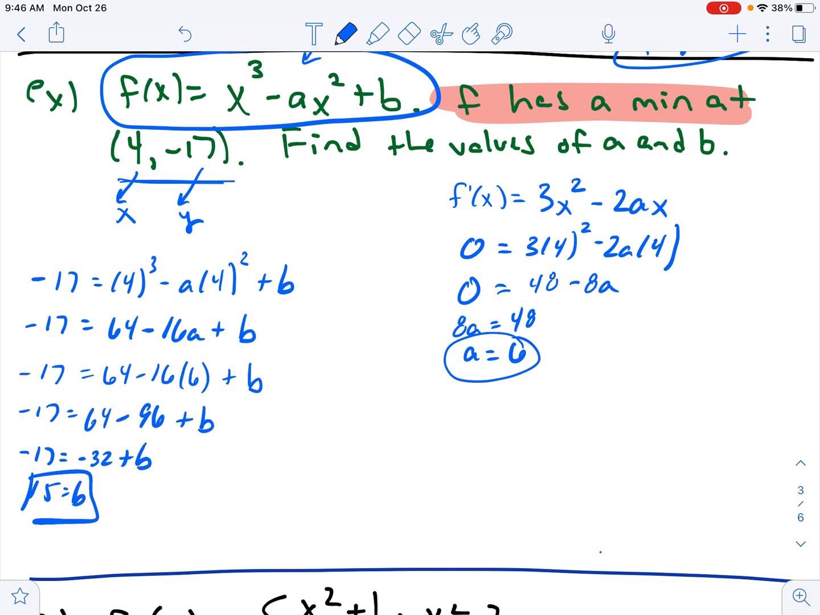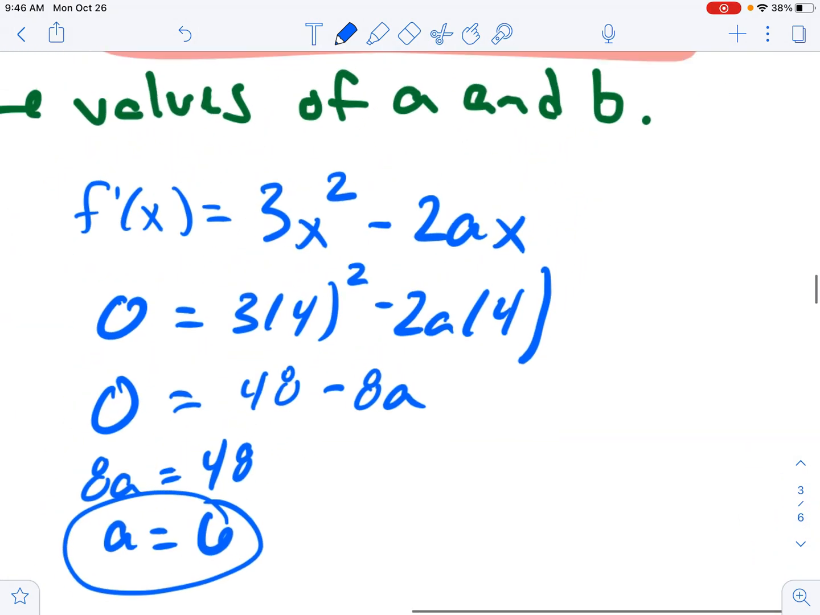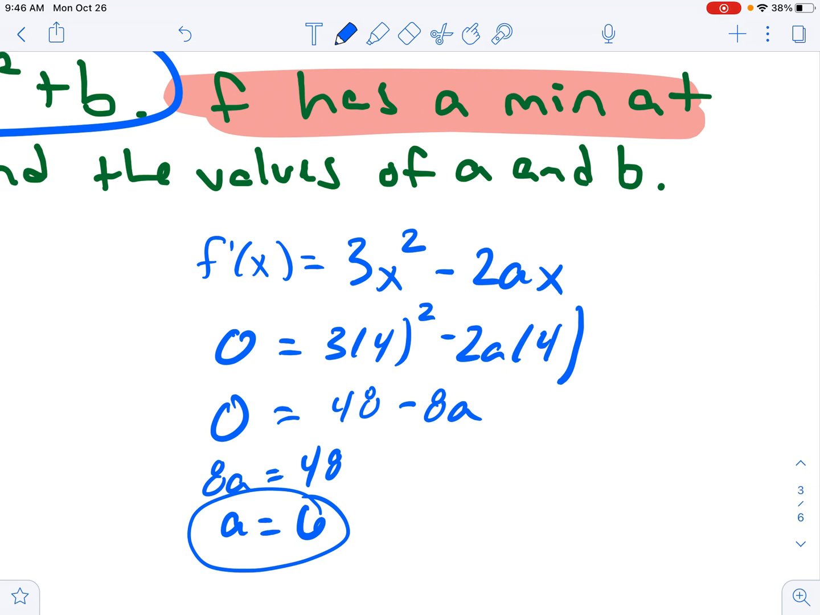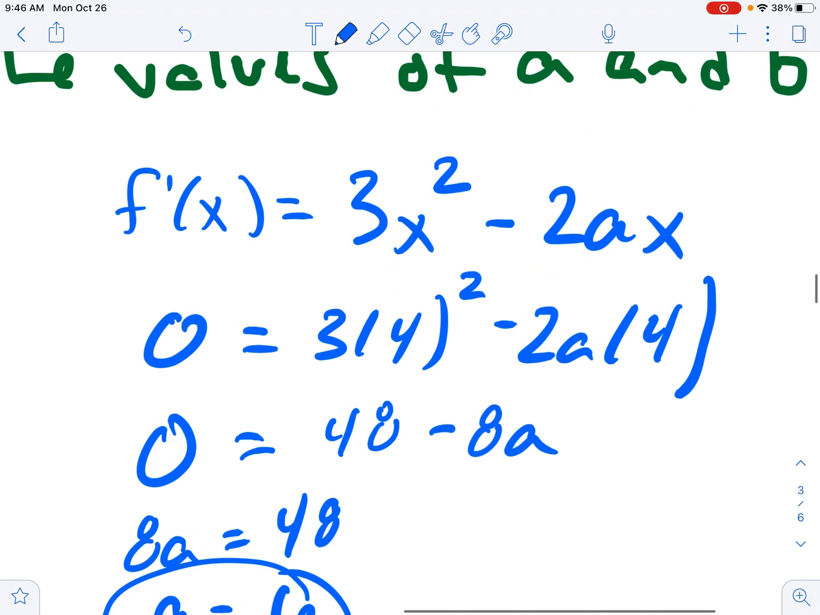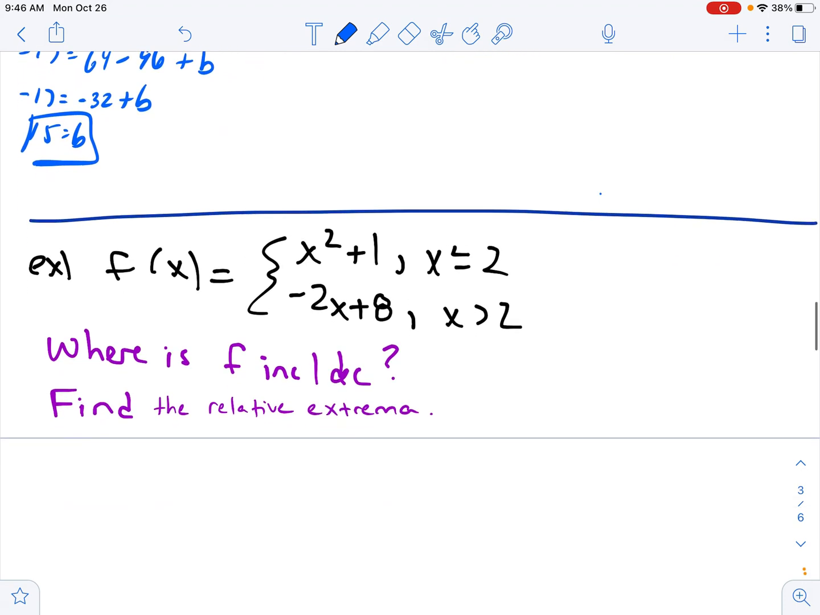Okay, so we did it. We found the values of a and b at the point 4, negative 17. Then we had to make the other connection that since we had a min or even a max, it really wouldn't have mattered which one it was, but since we have a critical point, we set the derivative equal to 0, so we took the derivative, set it equal to 0, and plugged in that given x value. Okay, so try to process that and reach out if you have questions.